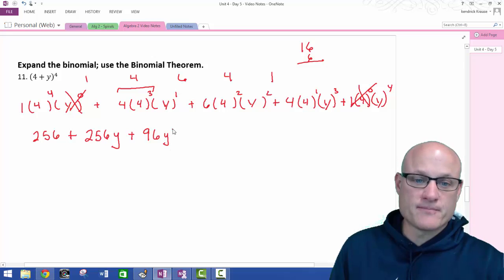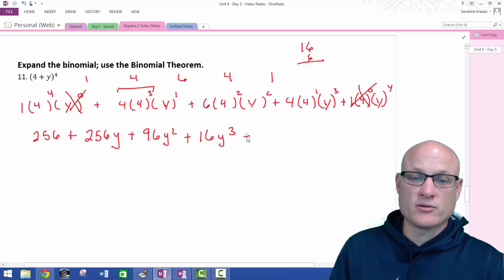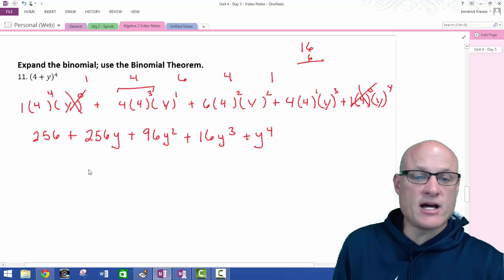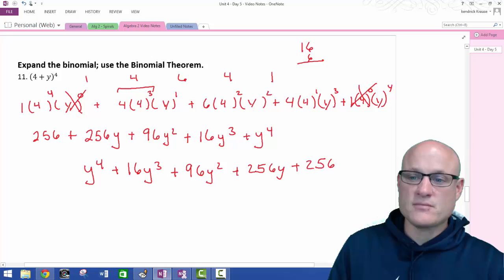y squared plus 4 to the first is 4 times 4 is 16, y cubed, plus y to the 4th. And again, this is not written in standard form, so we should write it y to the 4th plus 16y cubed plus 96y squared plus 256y plus 256. Last problem.